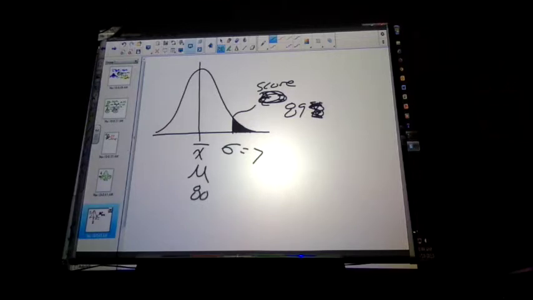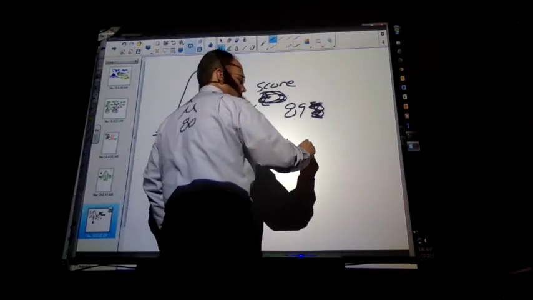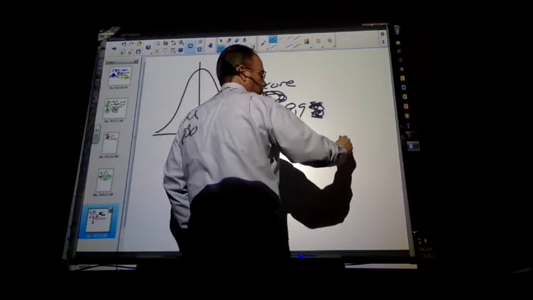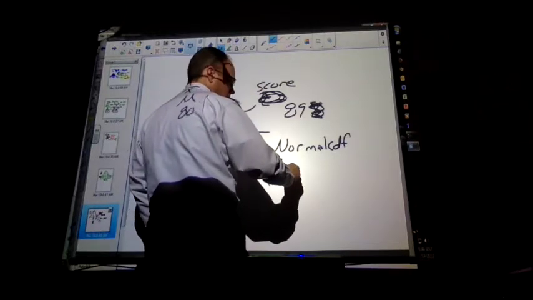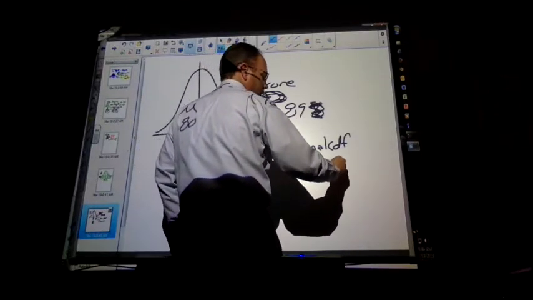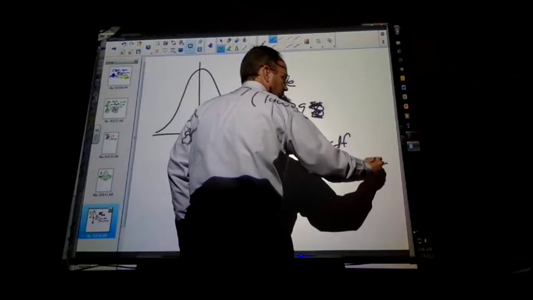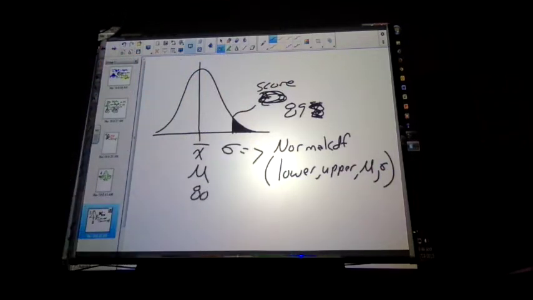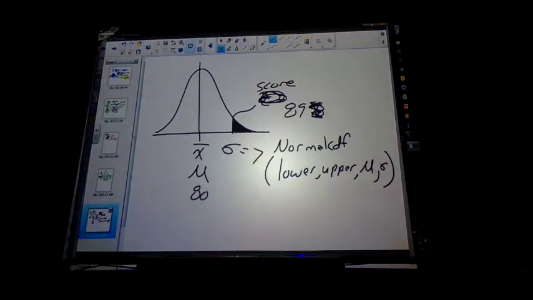All right, so using normal CDF, which is lower, upper, mean, standard deviation. What is my lower bound as far as this picture represents? 89. What could my upper be then? I want to know how much area is to the right of 89.